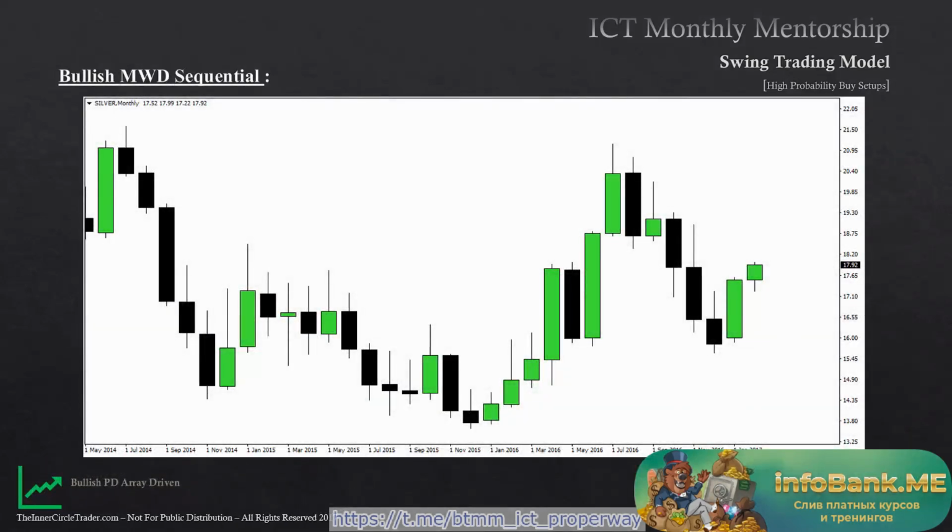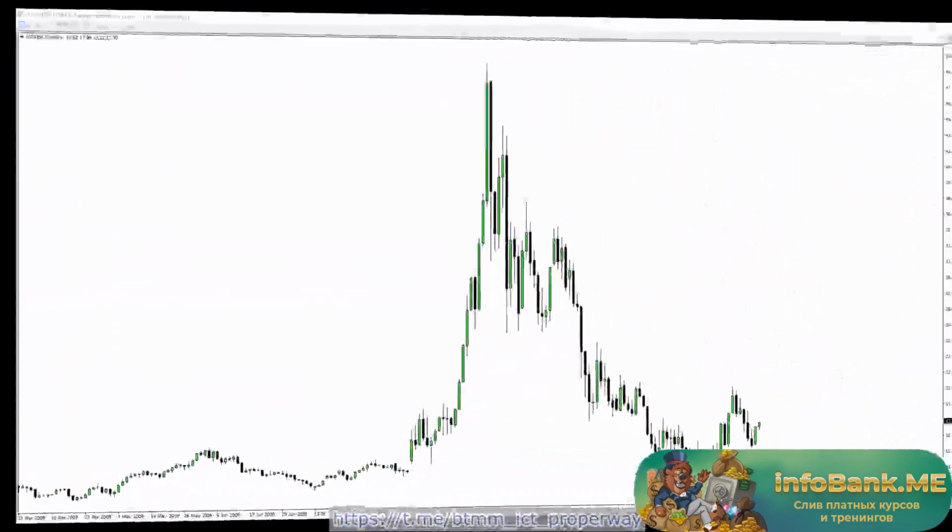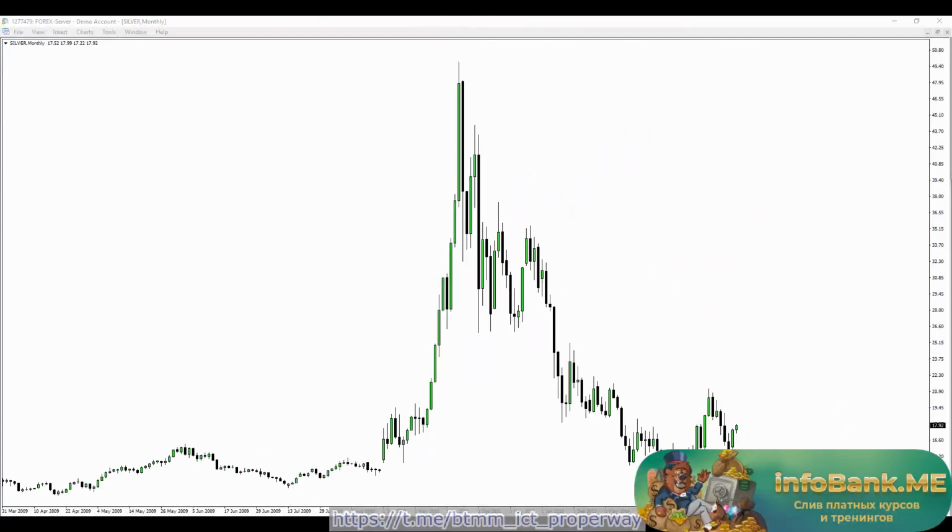Okay, so let's take a look at this example. We're going to be looking at silver, and we're going to outline some of these ideas and give you some examples on what this looks like for high probability swing trading. Okay, folks, we're looking at the monthly chart of silver.